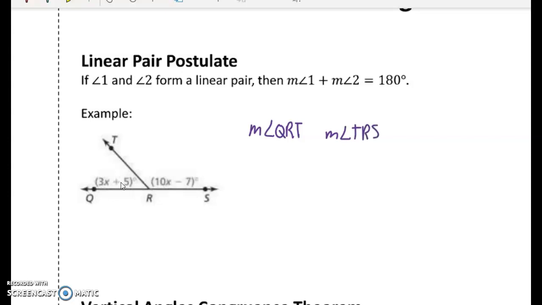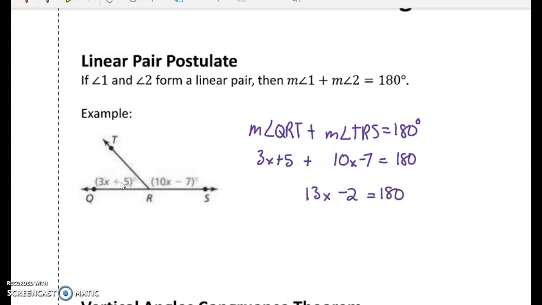So since angle QRT and TRS form a linear pair, then we know that those two angles add to equal 180 degrees. So angle QRT is 3x plus 5, and measure of angle TRS is 10x minus 7, and that equals 180 degrees. So now to solve, you combine like terms. 3x plus 10x is 13x. 5 minus 7 is negative 2. That equals 180. So now we add the 2 to both sides.